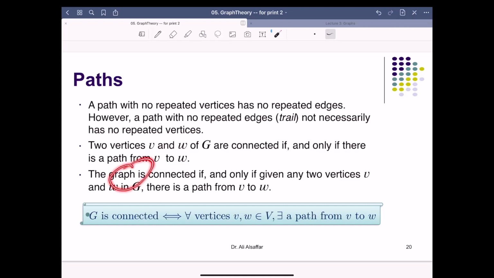Now we will talk about graph connectivity. Here we were talking about a path, and here we will talk about a graph. A graph is connected if between any two vertices in the graph, these vertices are connected, meaning there is a path between them. So if there is a path between any two vertices in the graph, then we say the graph is connected.